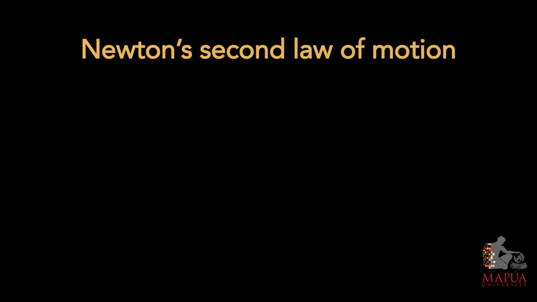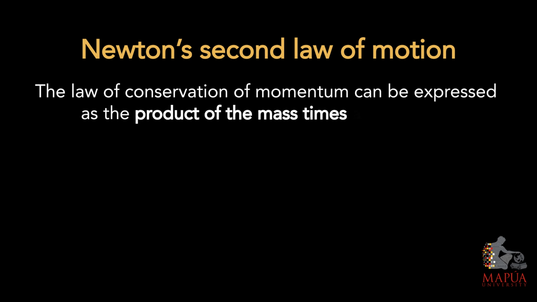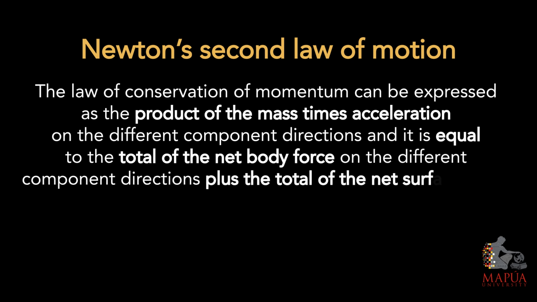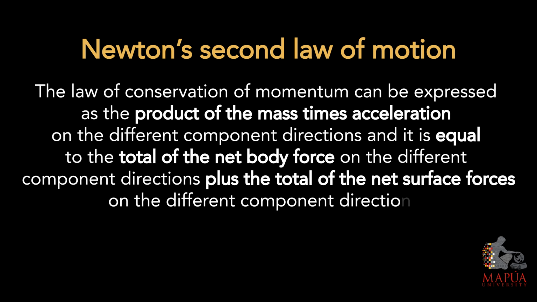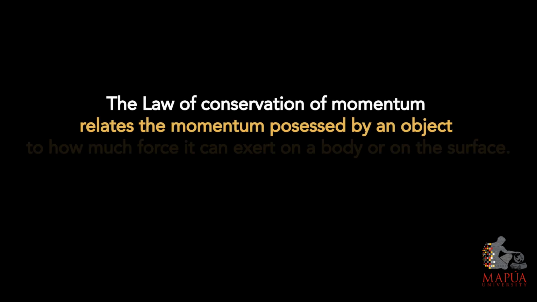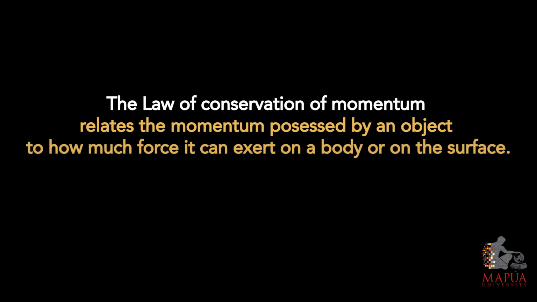Using Newton's second law of motion, the law of conservation of momentum can be expressed as the product of the mass times its acceleration in the different component directions, and it is equal to the total of the net body force in the different component directions plus the total of the net surface forces in the different component directions. Simply stated, the law of conservation of momentum relates the momentum possessed by an object to how much force it can exert on a body or on a surface.